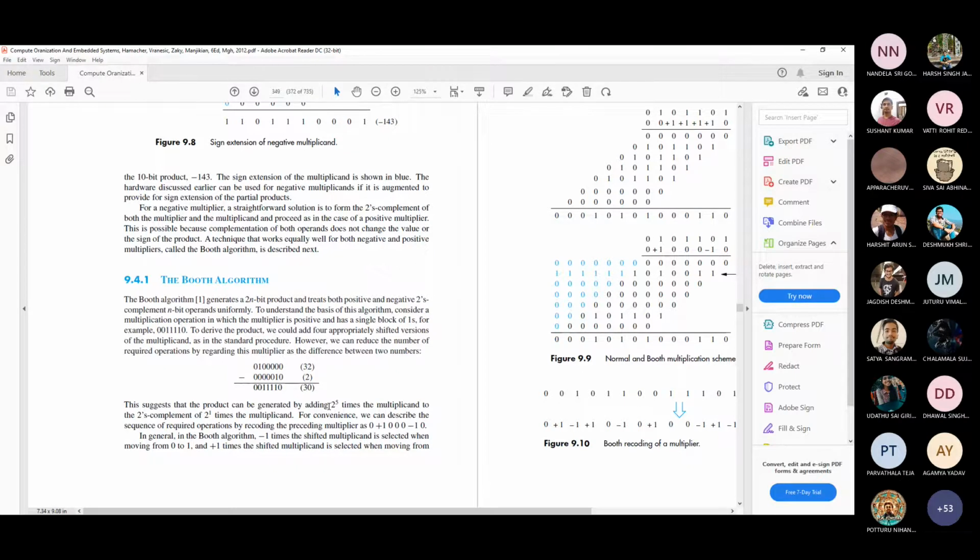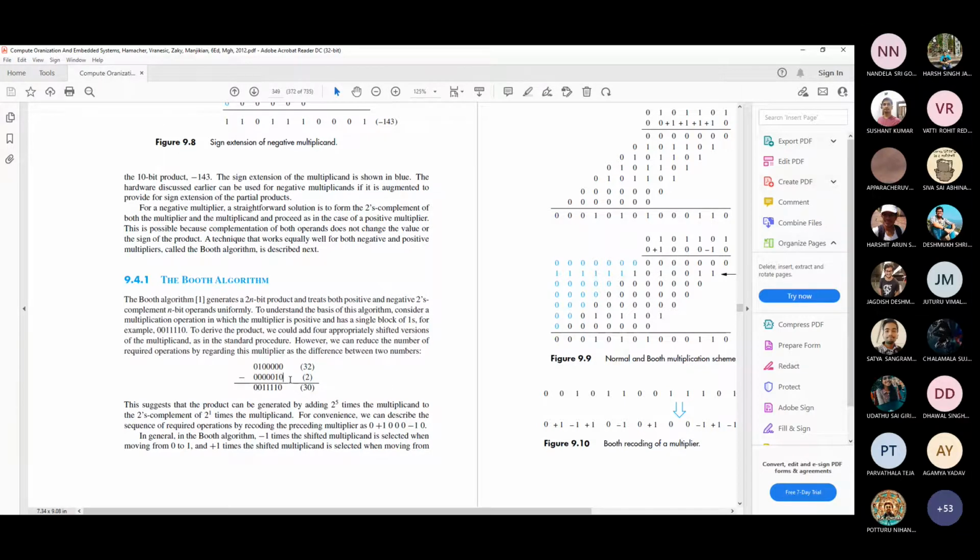Okay. So to do that, what is presented in Booth algorithm is that you represent the multiplier as a sum of a set of multipliers where the total number of bits which are 1 is less. If you look into it, 30 can be represented by 32 minus 2. And how many ones are there in 32? 1. How many ones are there in 2?